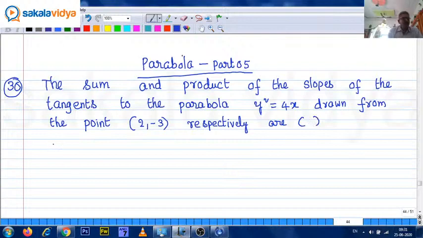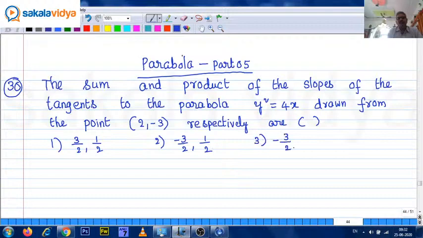First option 3 upon 2 comma 1 upon 2. Second option minus 3 upon 2 comma 1 upon 2. Third option minus 3 upon 2 comma minus 1 upon 2. Fourth one 3 upon 2 comma minus 1 upon 2.